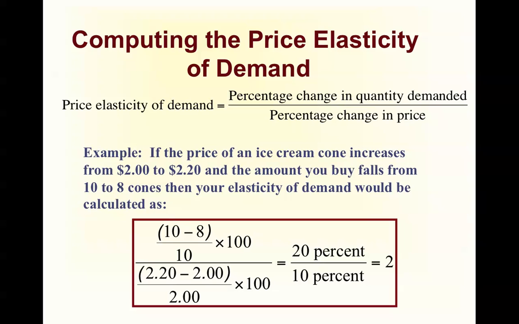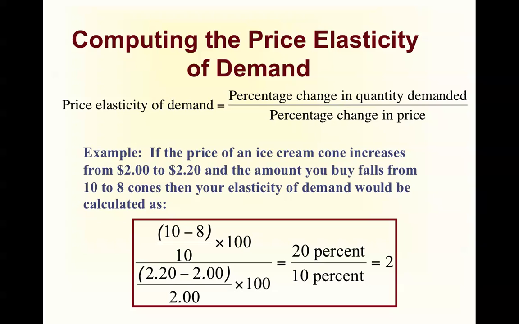So we look at the quantity demanded first, 10 minus 8, so that is the change. Then, making it a percentage change, we do that over the base, and we start from 10, so 10 minus 8 over 10 times 100 equals 20%. That is over the percentage change in price, $2.20 minus $2 over $2, since that is the base, times 100 equals 10%. 20% over 10% gives us an answer of 2.